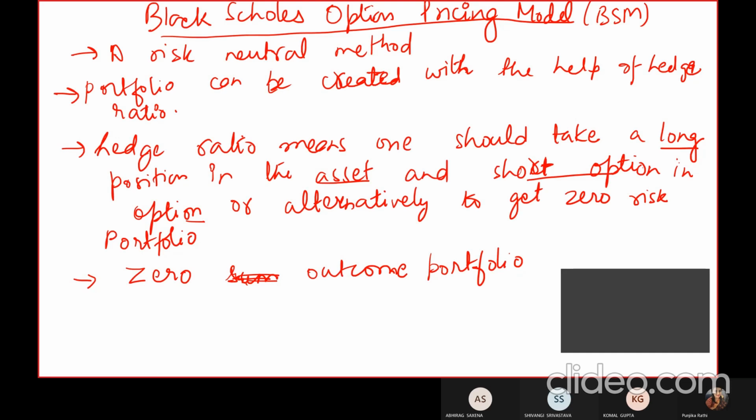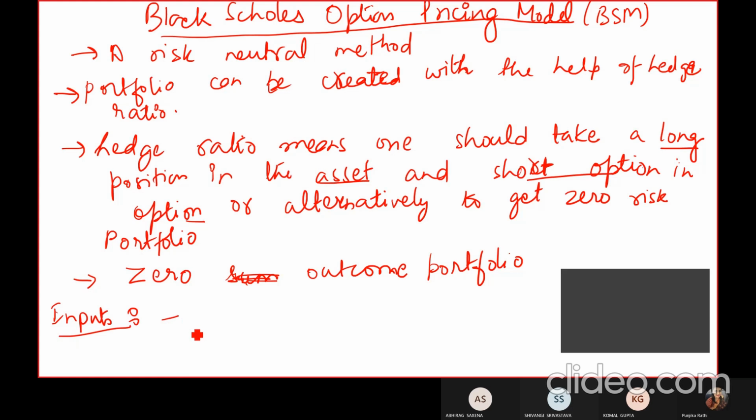ऑप्शन प्राइसिंग मॉडल। तो इसके लिए ये एक रिस्क न्यूट्रल मेथड से कैलकुलेट करते हैं। So this model requires some inputs. इनपुट का मतलब कुछ वेरिएबल्स, किन किन वेरिएबल्स की ज़रूरत पड़ेगी इस मॉडल में। तो what are the inputs of this model, what are the variables?